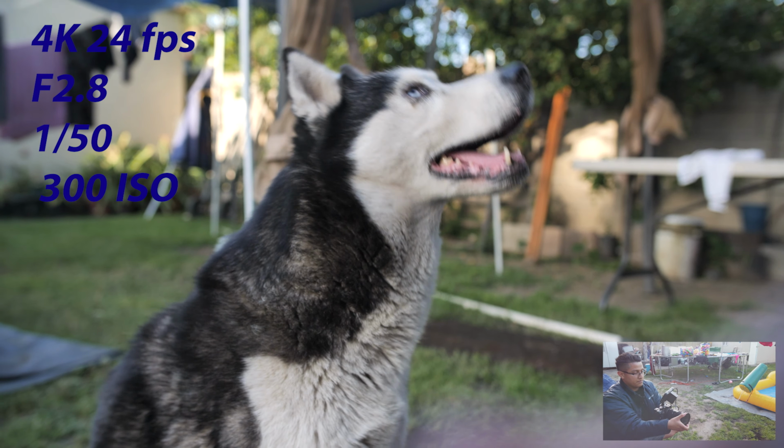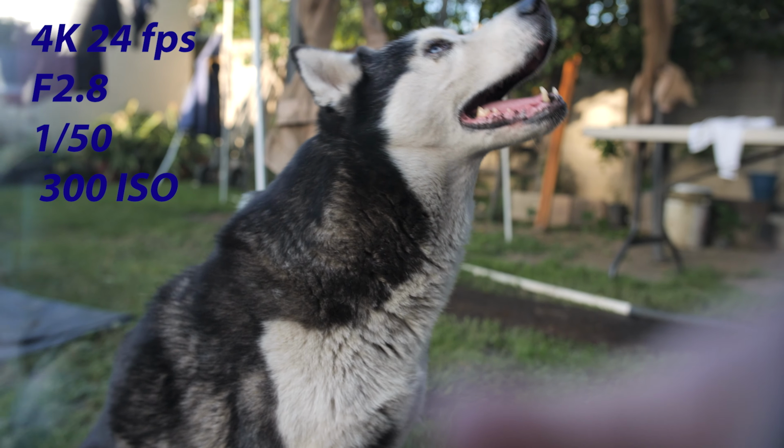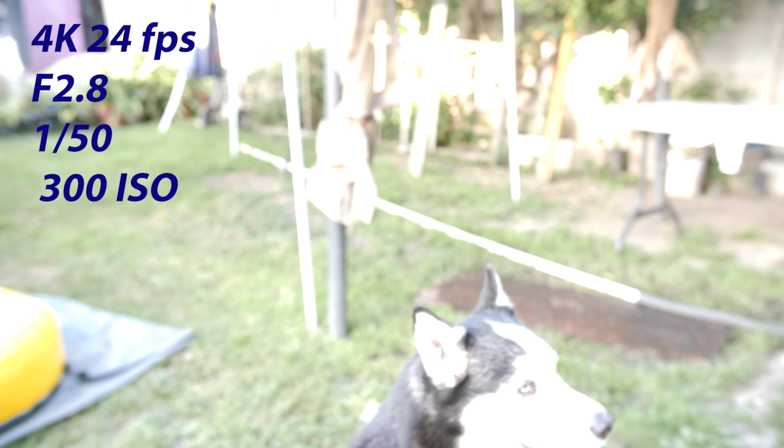Now, to finish off, there's multiple types of ND filters. There's ND4s, ND16s. The higher the number, that means the darker the ND filter. An ND filter is essentially a sunglass for your camera.